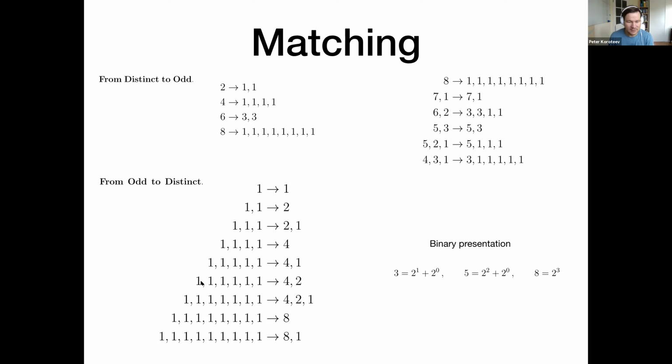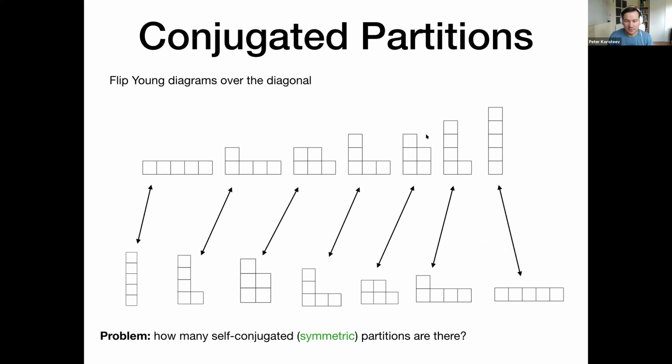So whenever you have a part which repeats itself, say k times, you write that number in binary representation, and that's it. So see, it's very straightforward. Questions? Okay. So distinct partitions are the same as odd partitions.